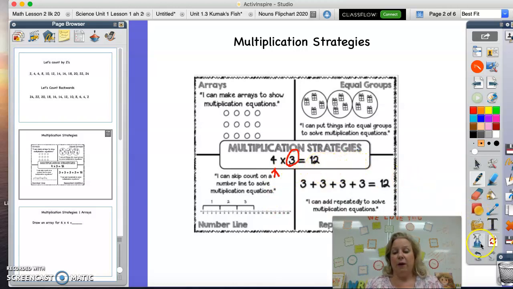And then our fourth way to multiply is repeated addition. And here what we're doing is we're taking 3 and adding it 4 times to get 12, or you can go ahead and add 4 3 times to get 12. So those are the 4 strategies that we've been talking about, and these strategies are really important for us to understand multiplication. Because remember, we have to understand multiplication, and then we have to memorize our facts.